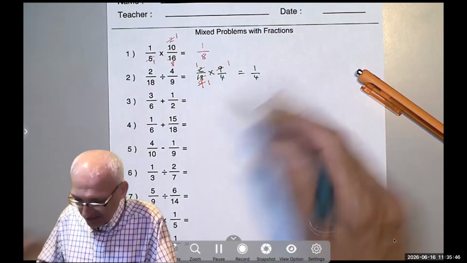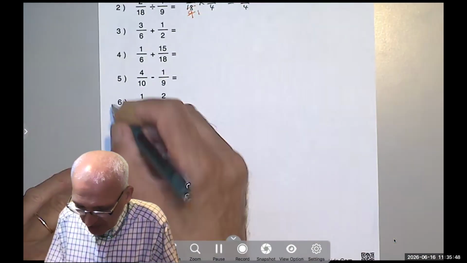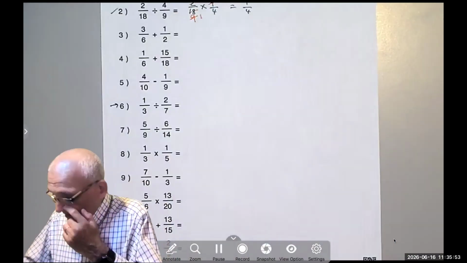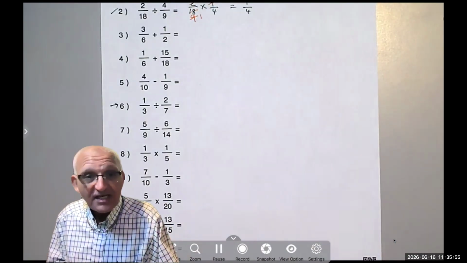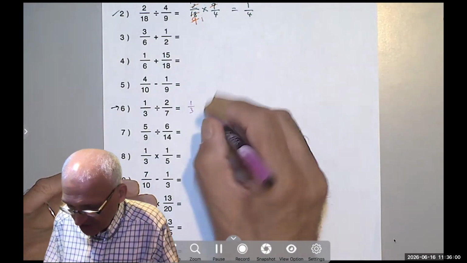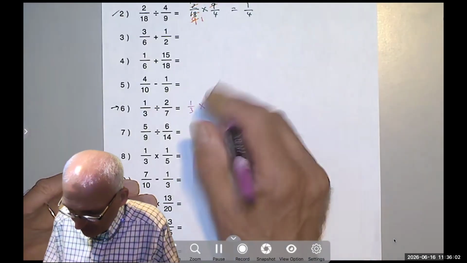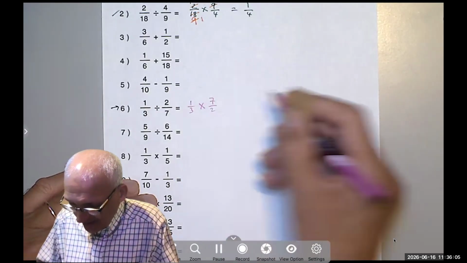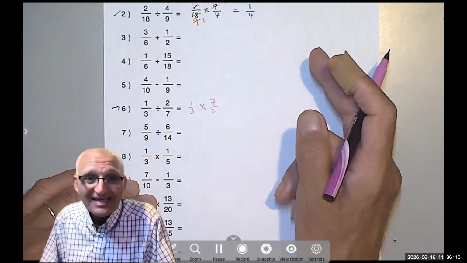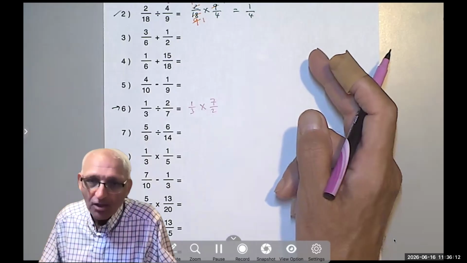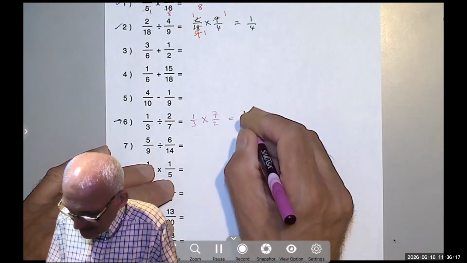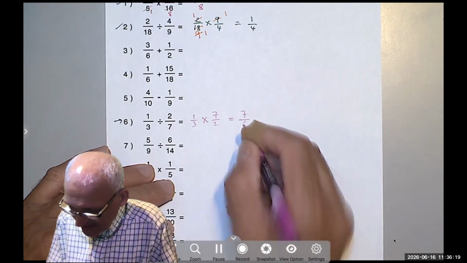The next three are additions and subtractions. So I'm going to skip to number 6. And in number 6, I see division again. So 1/3, I switch the division into multiplication and I flip over the second fraction. I cannot simplify anything because 7 is a prime number. 7 is not divisible by anything other than itself and 1, of course, like all numbers. So I just multiply. 7 times 1 is 7. 3 times 2 is 6.